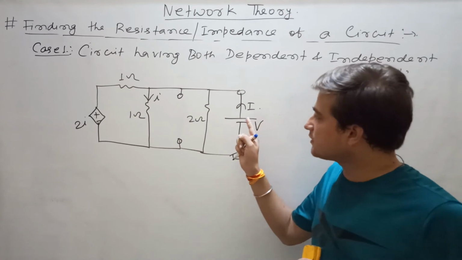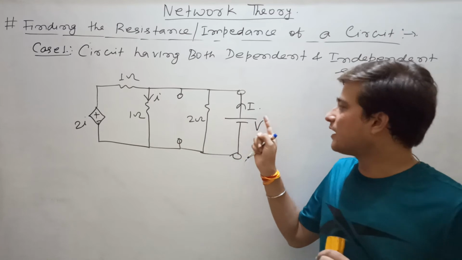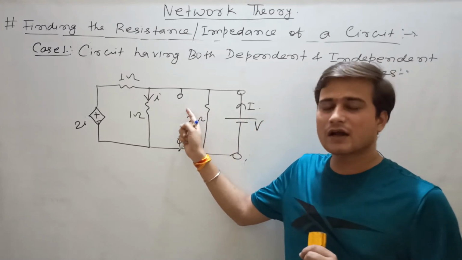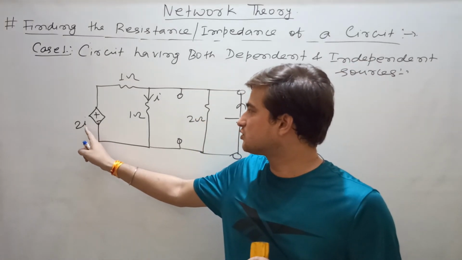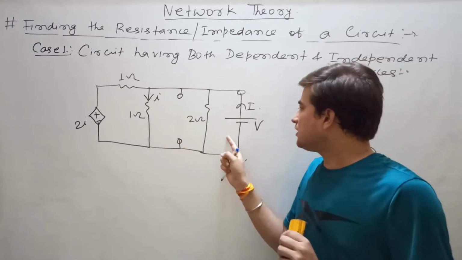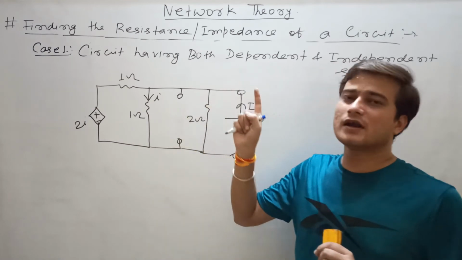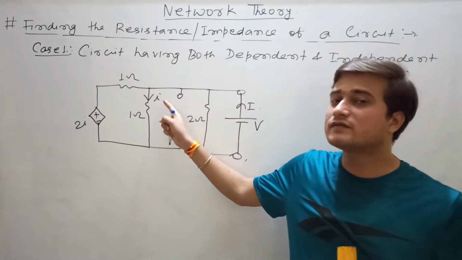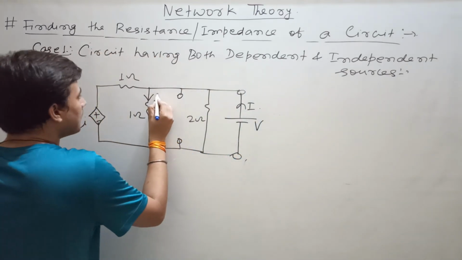So listen carefully, before connecting the battery and without deactivating the current source, the current was 2I. That means here the quantity was 2I, here it was I. Now if you are doing some modification in the circuit, you have deactivated the independent source, you have placed one voltage source, then this value of the current will be changed. So now you will have to write the value I dash.